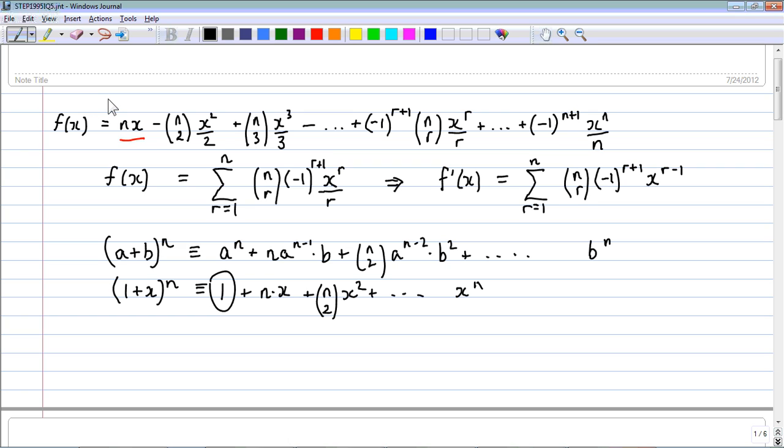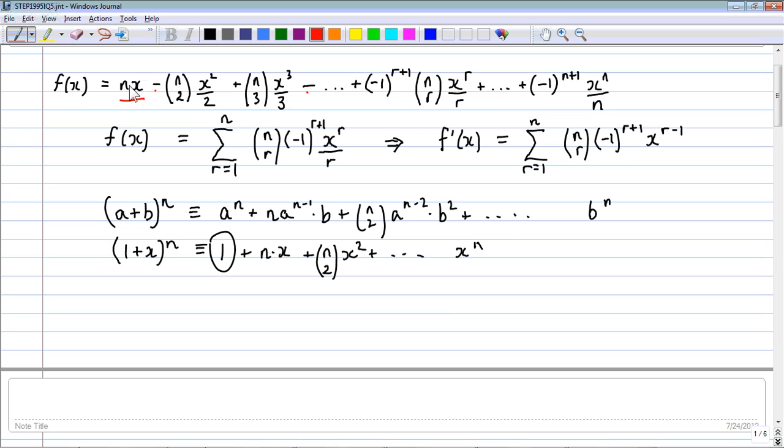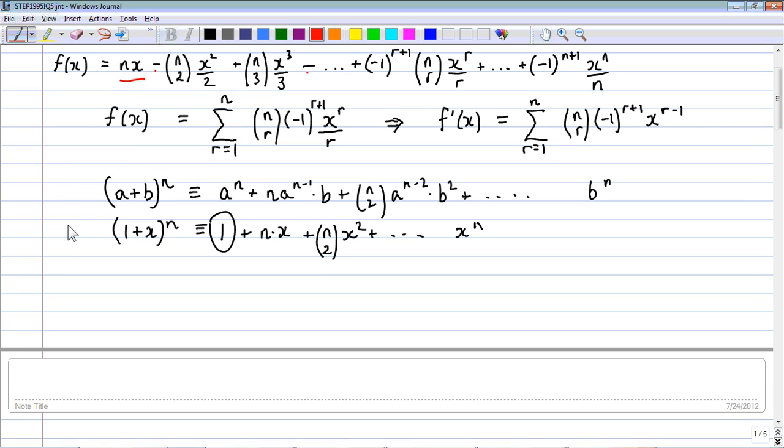But okay, it's different by 1. But the other big difference, of course, is these minus signs here and so on, alternating minus signs. And then we think, well, okay, that's not such a big problem actually. If I want to make this f(x) look very similar to (1 + x)^n, well, all I have to do is just change the sign of x, right?